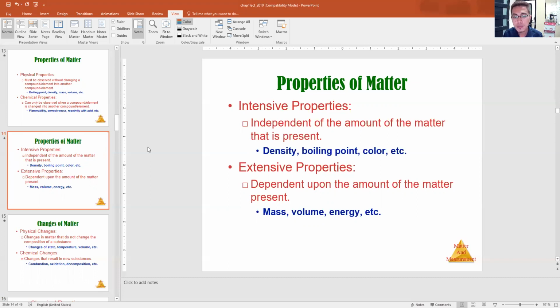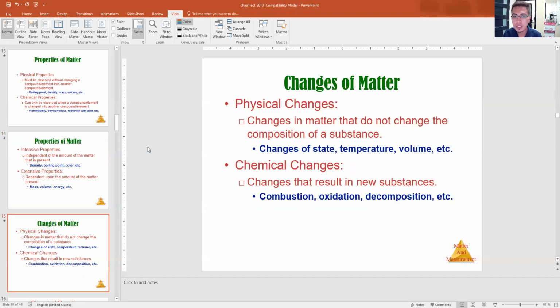Then while extensive is dependent upon the amount of matter present. For example, mass. So you can measure mass by weighing it. You can measure the volume by getting the specific length or a specific mass of that certain material. So that's the difference between the intensive and the extensive property.